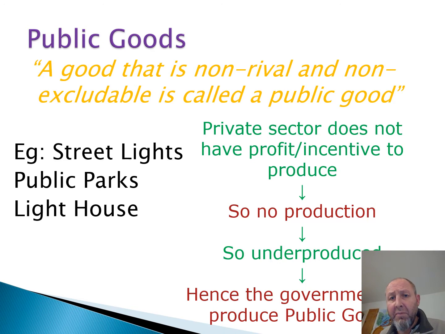A nice reminder of the public goods. This is a good that's non-rivalrous, non-excludable. We use the example of the streetlight. Public parks. Even a lighthouse. Now, the private sector does not have the profit incentive to produce much of lighthouses or much of street lights. So in many places, there is no production of streetlights. Or they are underproduced, and hence the government should be producing public goods.